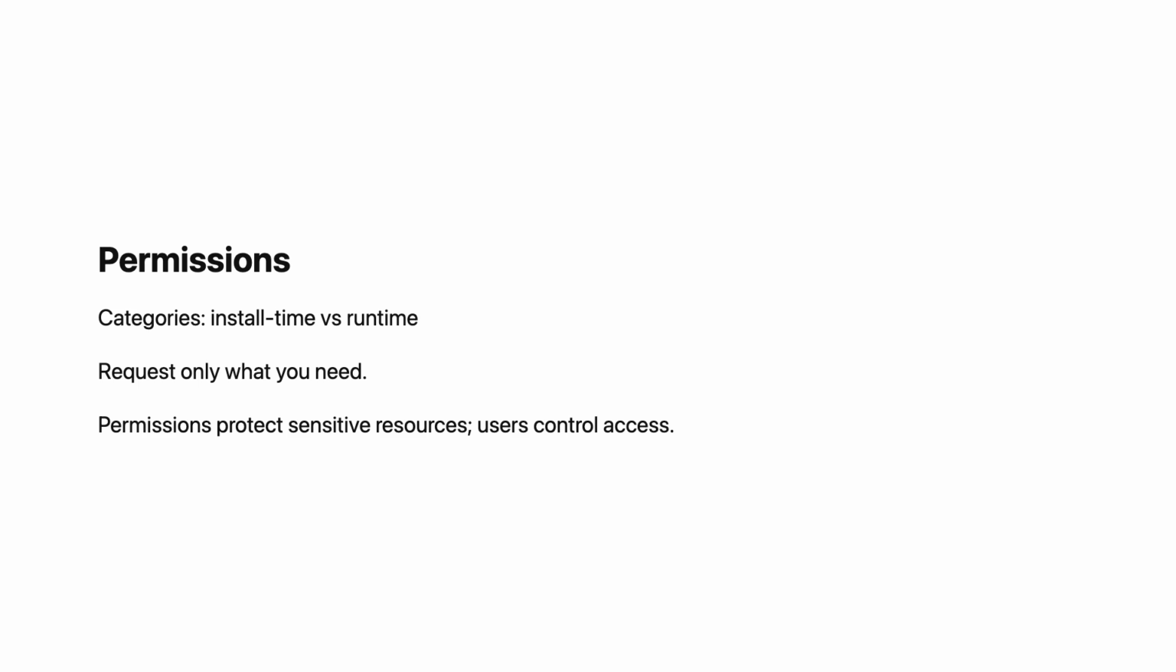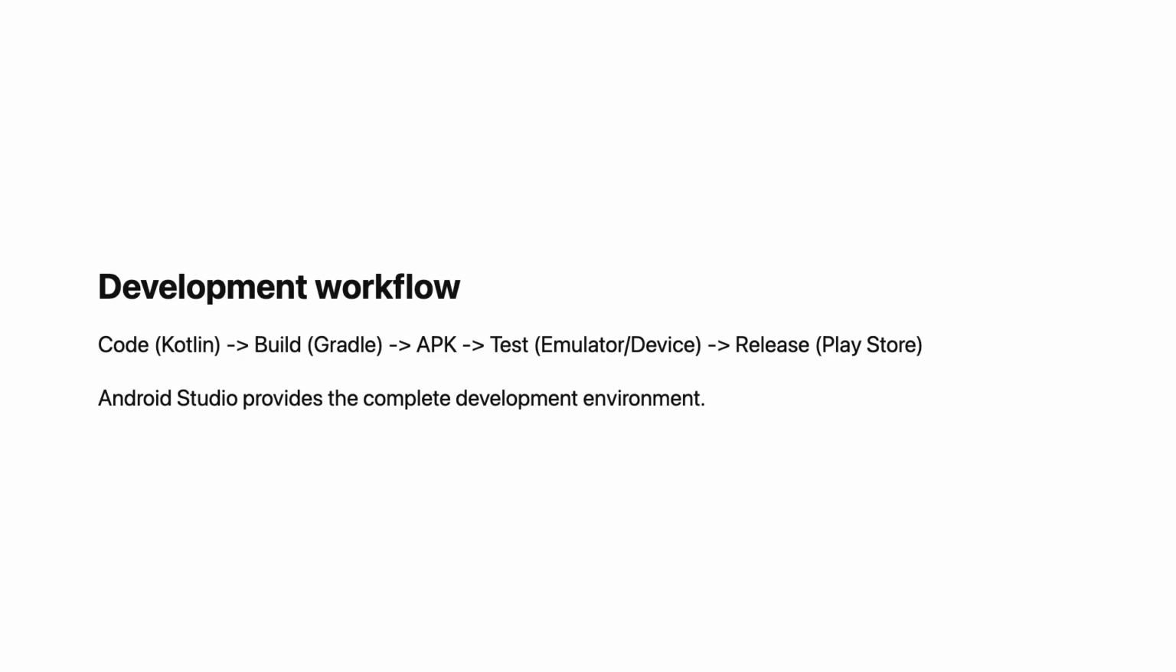From Android 6 onwards, dangerous permissions require runtime requests. You ask, the user decides. Respect user privacy. Only request permissions you need. Explain why you need them.